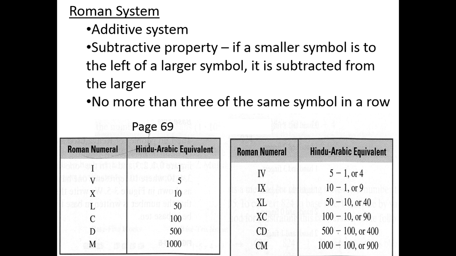Now that subtractive property can be a little tricky. Here are the smaller symbols that can be put in front of the larger symbols to represent particular numbers. For example, IV, I means 1 and V means 5. So since 1 is less than 5, that means subtract 1 from 5, which is 4. Down at the bottom, CM. C is 100, M is 1,000. So CM means subtract 100 from 1,000. So that means CM represents 900.